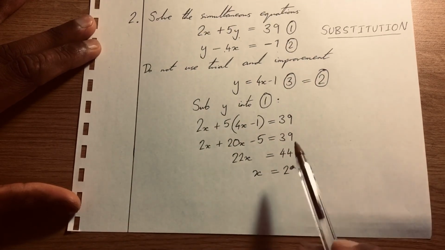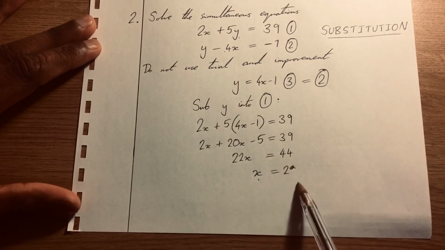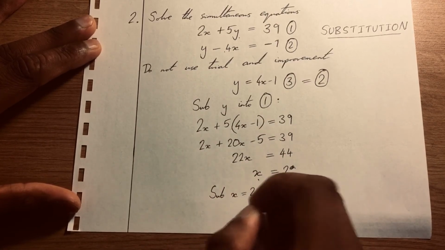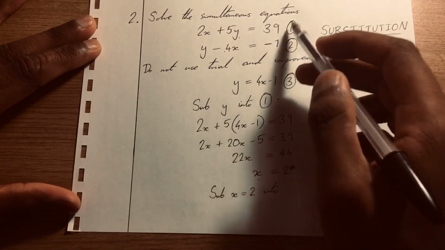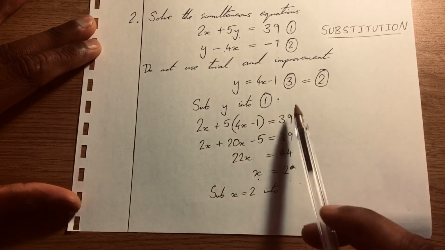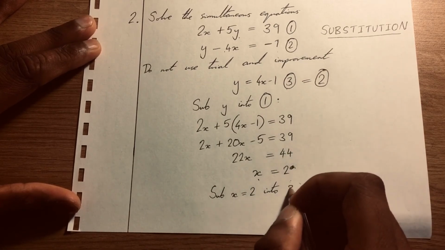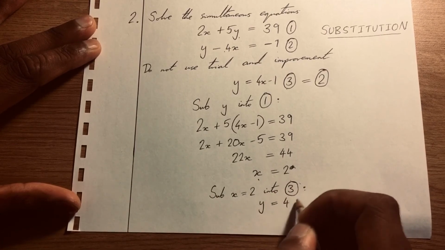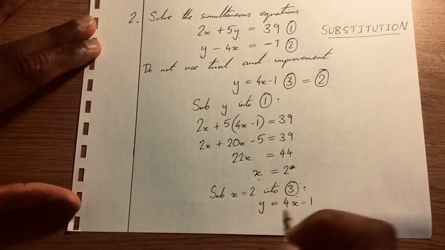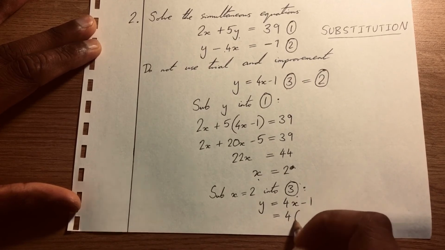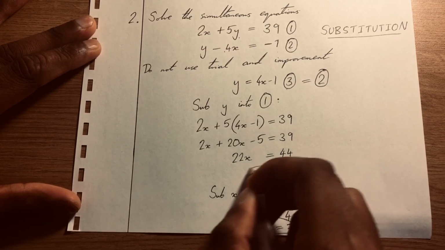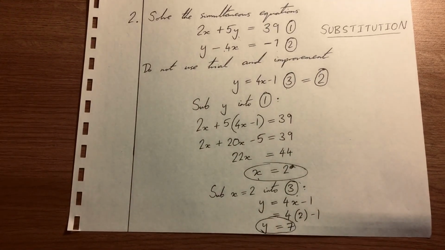So next thing that I want to do, now that I've found x equals 2, is sub x equals 2 into any one of these equations really, but just because we've got 3 looking nice there, into equation 3, we get y equals 4 times x minus 1. We get 4 times 2 minus 1. So y equals 7. So we get x equals 2 and y equals 7.